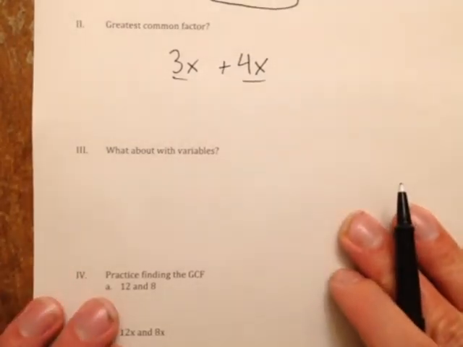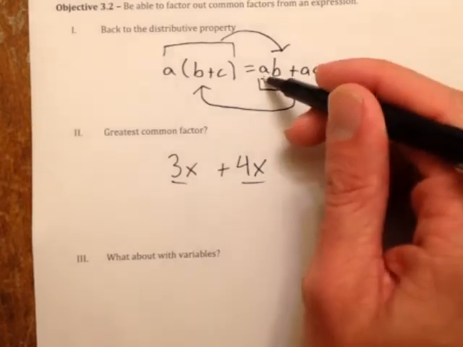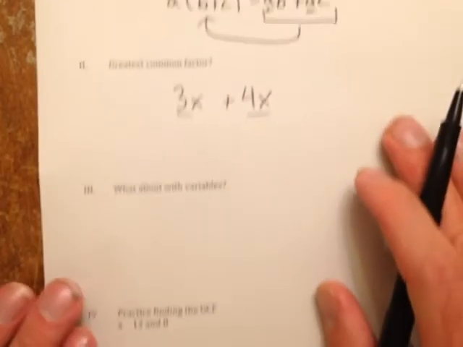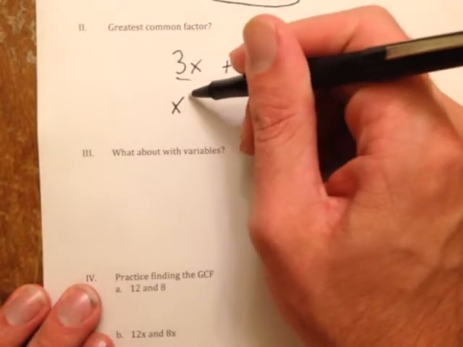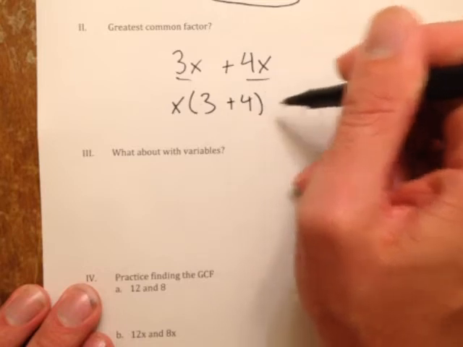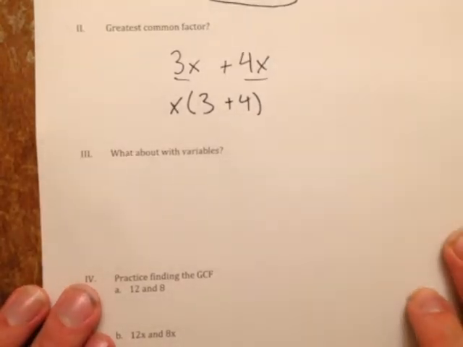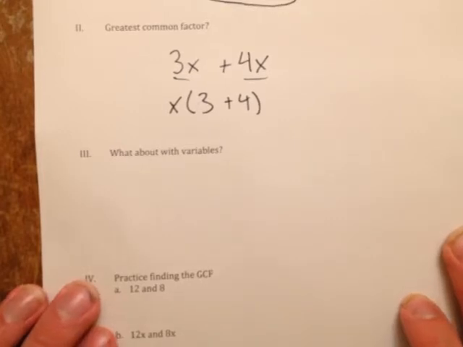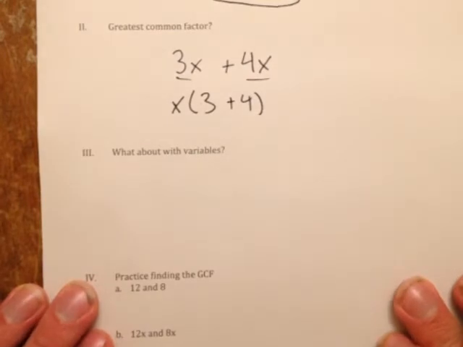I just want you to think what part of each of these terms might have been distributed in the previous step. Well, I'm looking at it, and I see they both have an x, just like in our distributive property, both terms have an A. So if I were to write this in reverse, I would say that this might be the same thing as x times 3 plus 4. Now, you could put the x before your parentheses or after your parentheses. It doesn't particularly matter.